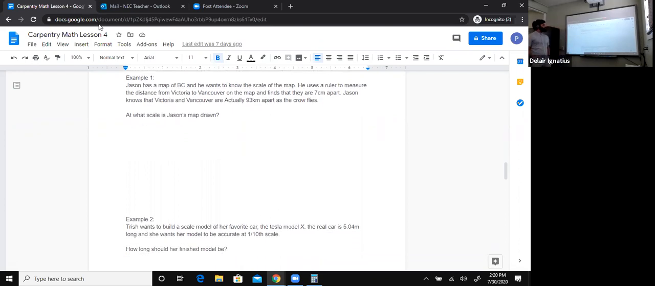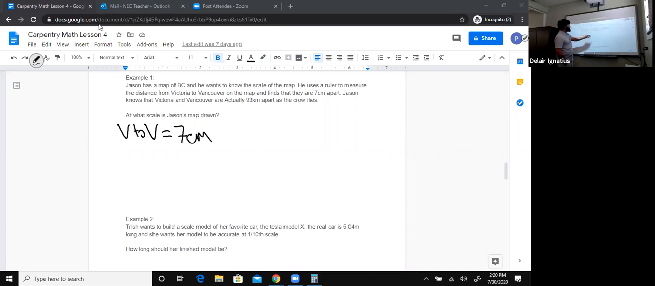if someone named Jason has a map of BC and they want to know the scale of the map, they use a ruler to measure the distance from Victoria to Vancouver on the map, and they find that it's 7 centimeters apart. So on the map, V to V is equal to 7 centimeters. This person happens to actually know, just off the top of their head apparently, that Victoria and Vancouver are 93 kilometers apart. So actual V to V is equal to 93 kilometers.